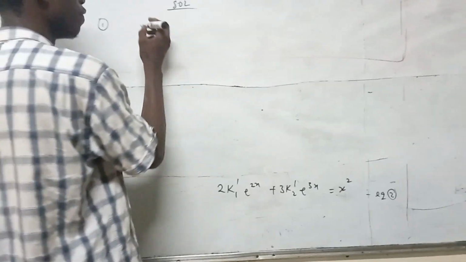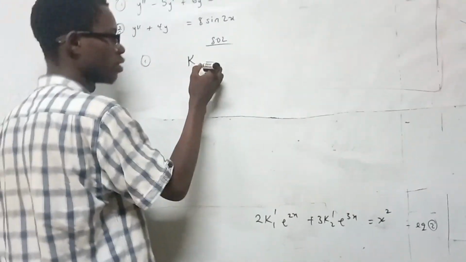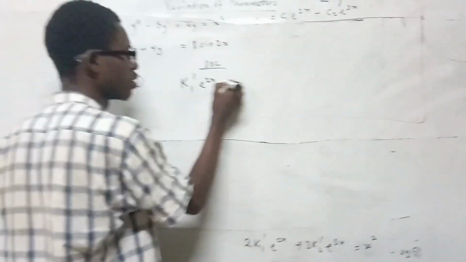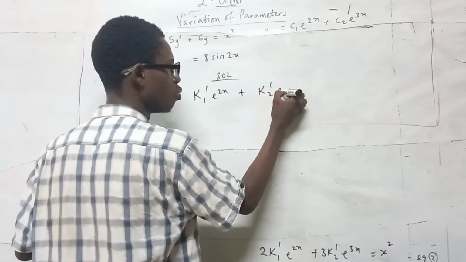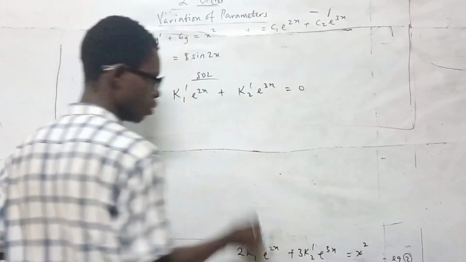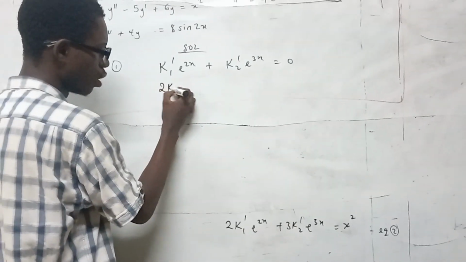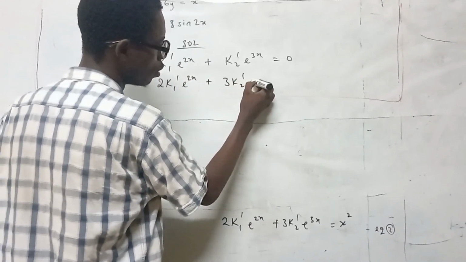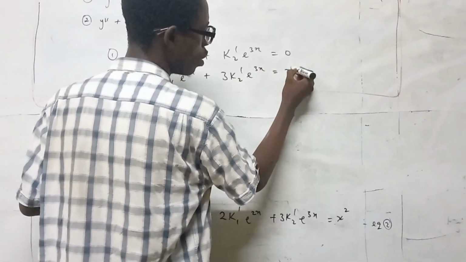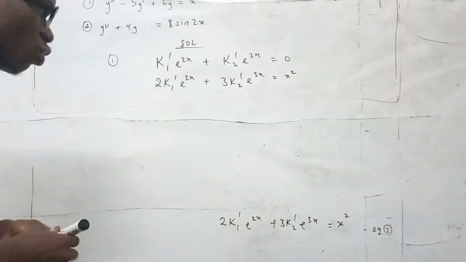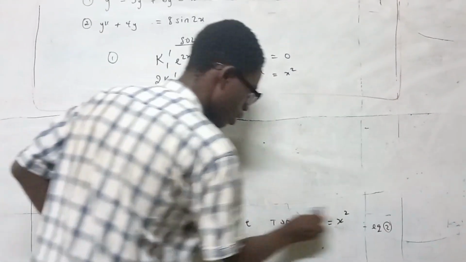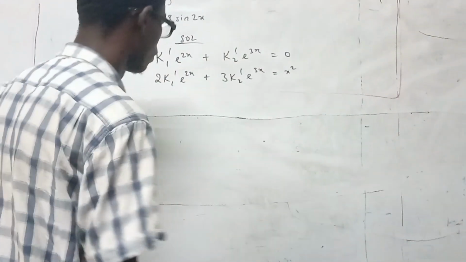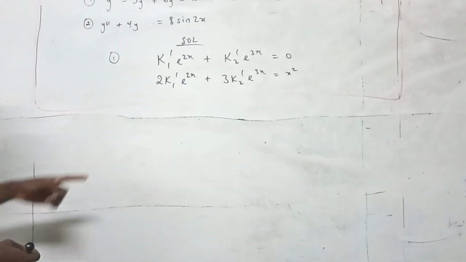So solving these two, the first one is the first condition we give ourselves: k1 prime e raised to power 2x plus k2 prime e raised to power 3x equals 0. And the second one is 2k1 prime e raised to power 2x plus 3k2 prime e raised to power 3x equals x squared. So we have to solve for k1 and k2. So what do we do?